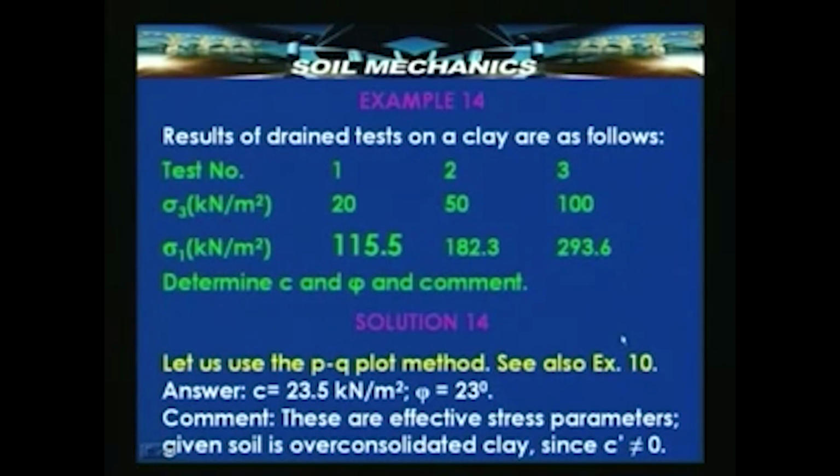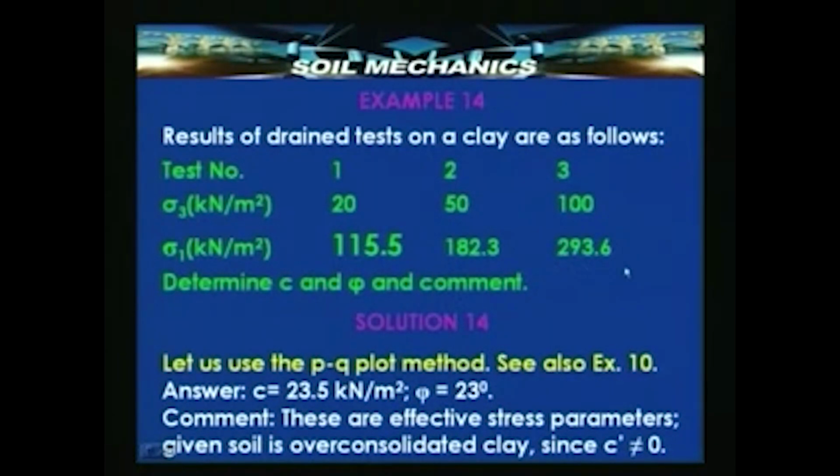This is very similar to example number 10 which we have just gone through, and therefore using the PQ plot, for example, we can get C and phi. Now what are these values of C and phi? Being a drained test, the values which we have obtained are nothing but the effective stress parameters, but the result shows that there is a value of cohesion equal to 23.5 kilonewton per meter square.